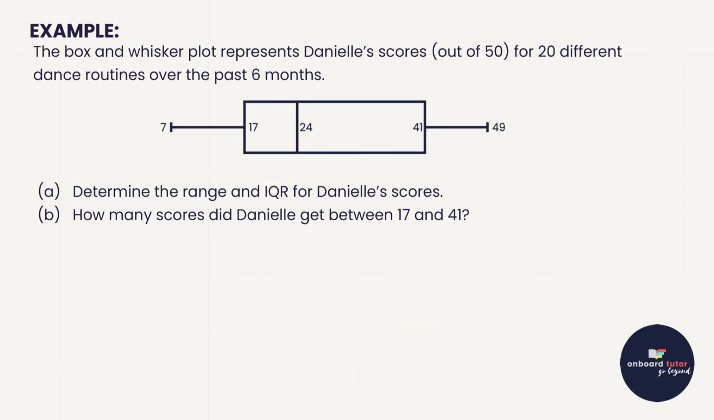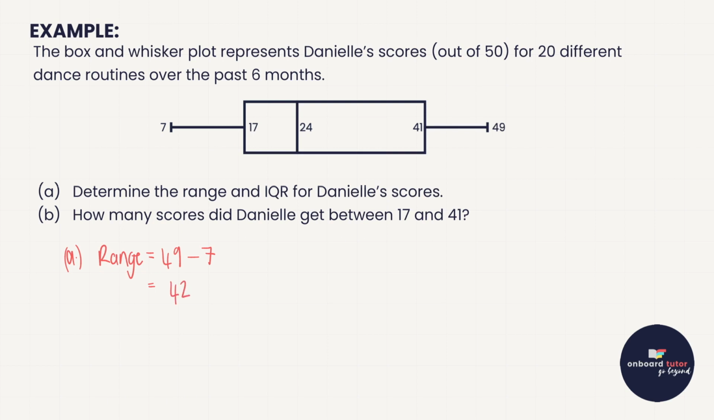Here's one last example. Let's see if we can interpret some data based on a box and whisker plot. The box and whisker plot represents Danielle's scores out of 50 for 20 different dance routines over the past 6 months. Determine the range and interquartile range for Danielle's scores. So what do we know? Range, grade 10s, is maximum minus minimum. The maximum value there from the box and whisker is 49, minus the minimum is 7. So 49 minus 7 is going to be 42 points.